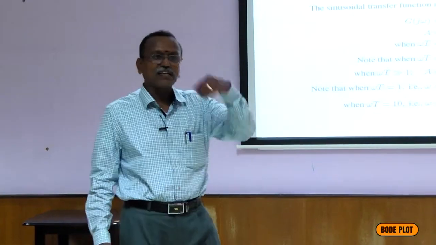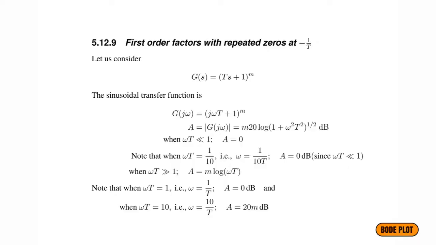If we have a factor in the numerator, the plot will be like this. Up to corner frequency it is 0, after that the slope will be positive. That's all. It has repeated zeros, the first order factor in the numerator. If m equal to 1, up to corner frequency, what is the corner frequency? Omega equal to 1 by tau. That is the corner frequency. Up to corner frequency the magnitude is 0. After that it increases at the rate of 20 dB per decade. So the plot will be like this, when m equal to 1.